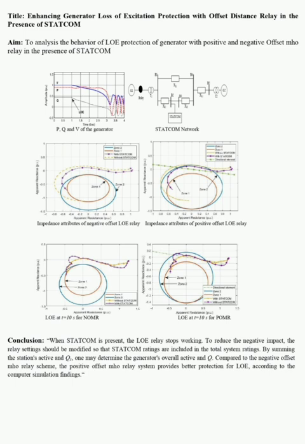To reduce the negative impact, the relay setting should be modified so that STATCOM ratings are included in the total system ratings. By summing the station's active and reactive power, one may determine the generator's overall active and reactive power. Compared to the negative offset Mho relay scheme, the positive offset Mho relay system provides better protection for loss of excitation according to the computer simulation findings.